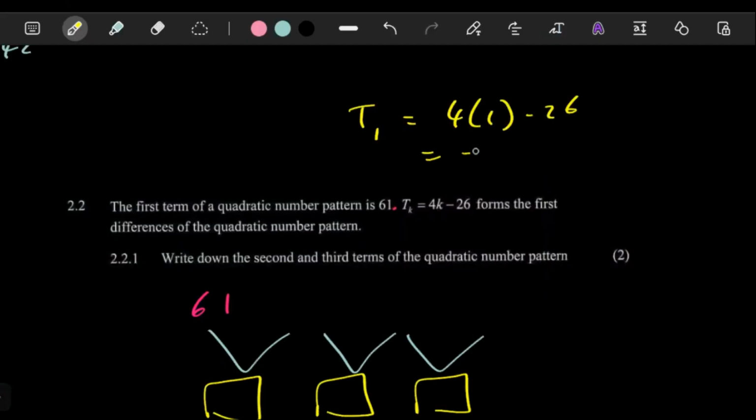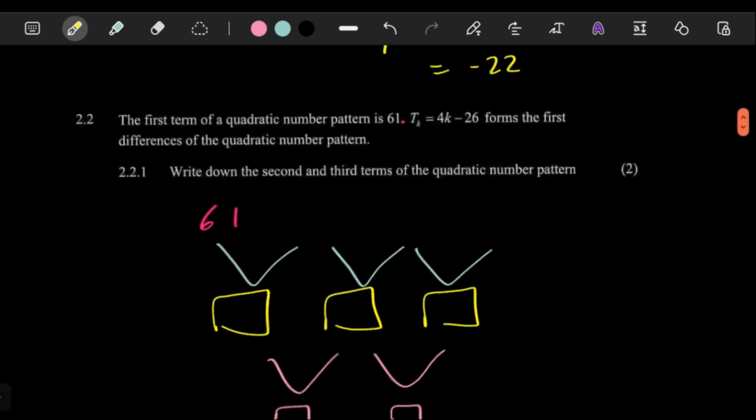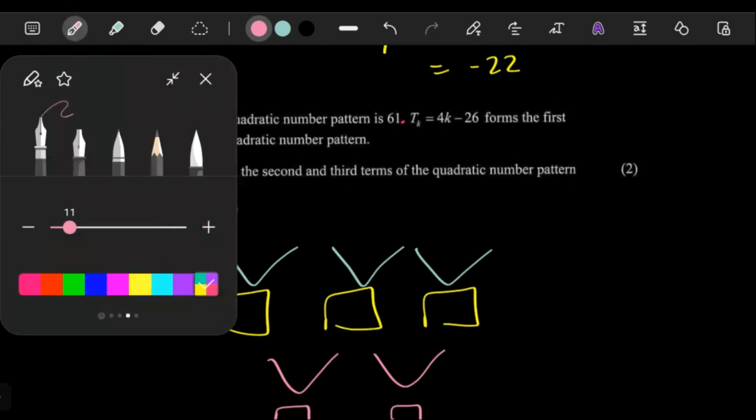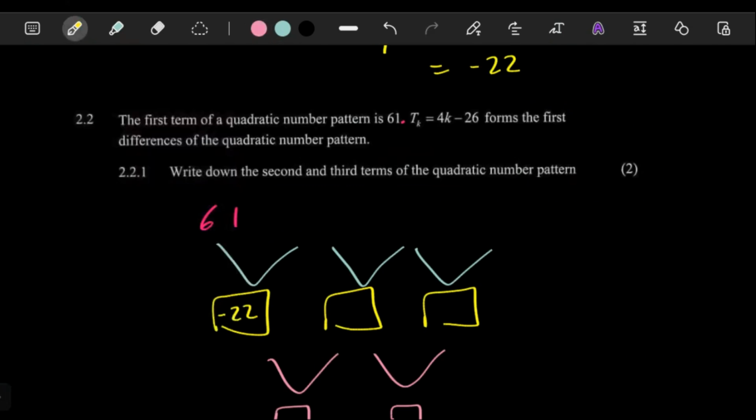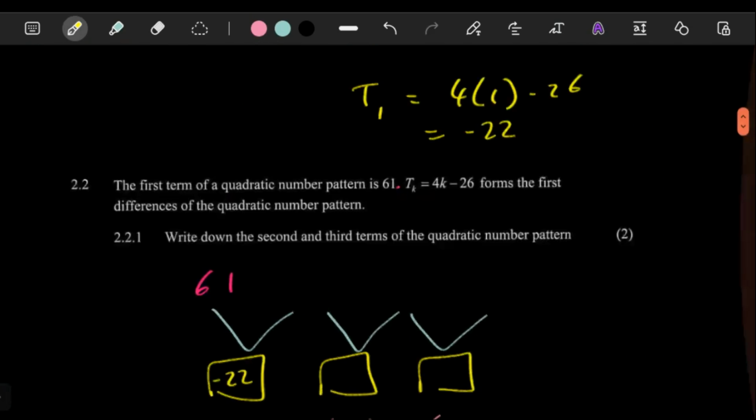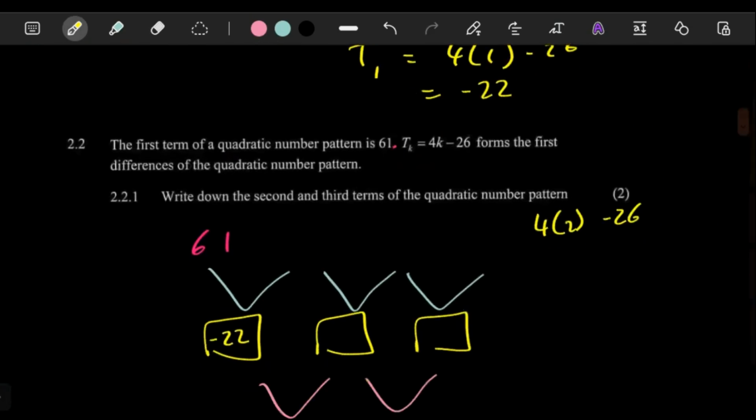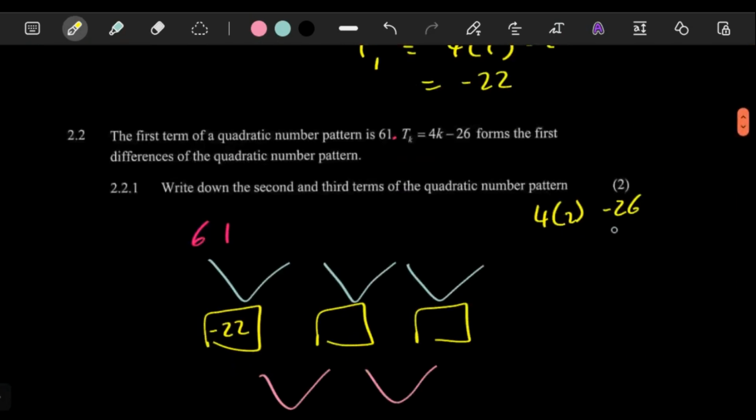4 minus 26, that's negative 22. That's what goes here, you see, it's negative 22. And then what's after that is 8 minus this, right? 8 minus 26 is negative 18. Yep, negative 18.